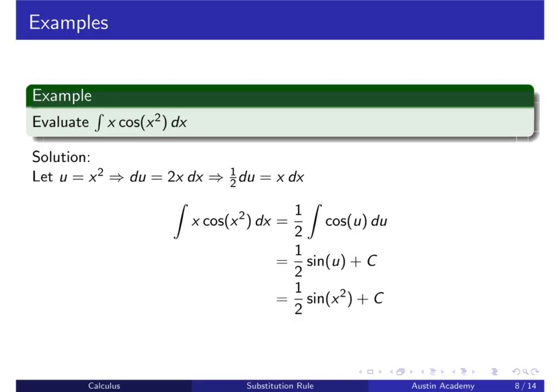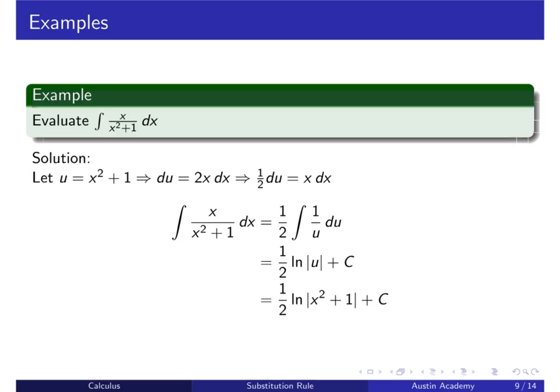Example 3. Evaluate the integral of x times cosine of x squared dx. Let u equal x squared, so du equals 2x dx, or 1/2 du equals x dx. Now the integral becomes 1/2 the integral of cosine u du, which equals 1/2 sine u plus c, or 1/2 sine of x squared plus c.